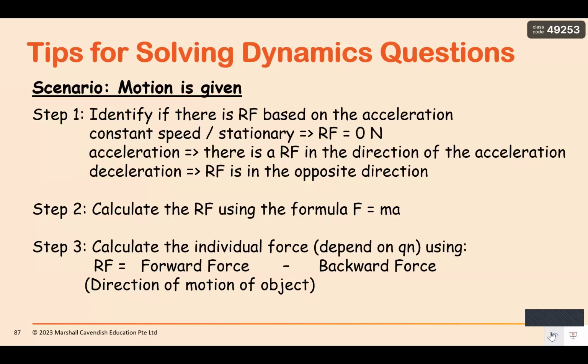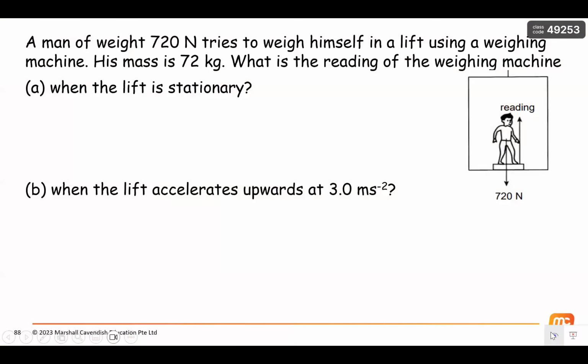Okay, so let's take a look at an example of how we use this. A man of weight 720 newtons tried to weigh himself in a lift using a weighing machine. His mass is 72 kg. What is the reading of the weighing machine? So it's already drawn for you over here. The reading is the upwards force or the contact force between the man and the weighing scale, and the downwards force is the weight of the man, which is 720 newtons. So in this case, the motion is given to you.